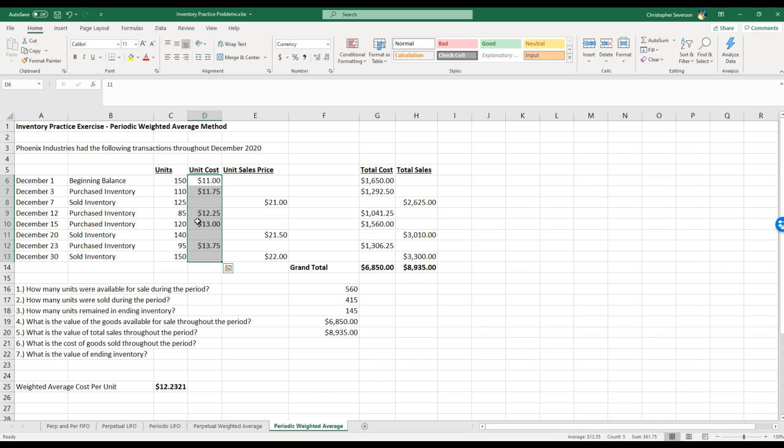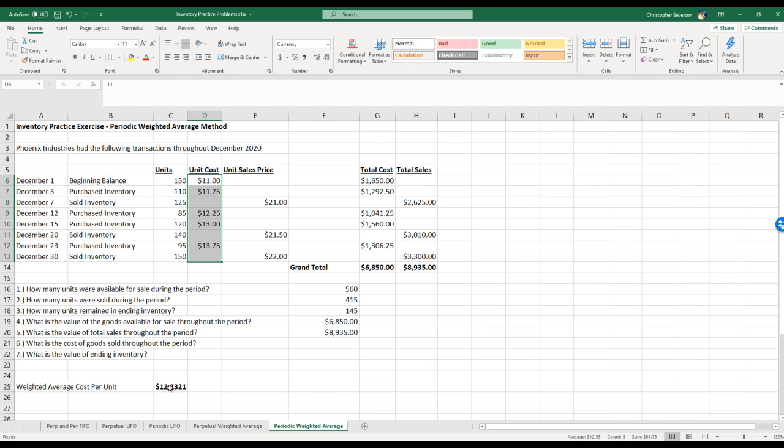This is not a simple average, it's a weighted average. So it's weighted by how many units we have at each cost level. You can see that the highest one is the 120 units at $13. So that helps to weight it a little bit higher. But then we have quite a few, we have 150, that's even higher at $11 per unit. So that weights it a little bit on the lower side. So again, the easiest way to do it is calculate your total cost, calculate your total units, and divide the two.